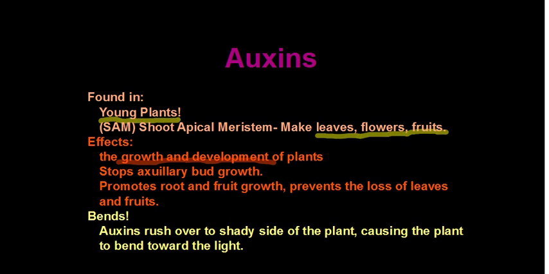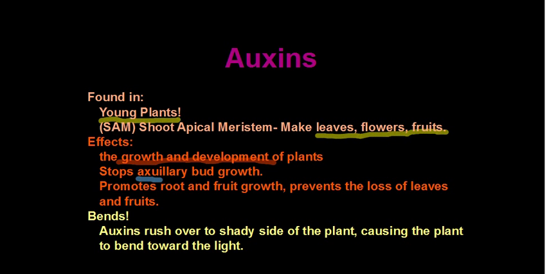And to go along with this, the auxins are promoting the root and fruit growth, and they're also preventing the loss of leaves and fruits. And this is very important because if you didn't have all those leaves, or the green chlorophyll, chloroplast filled appendages on your plant, then it's just not going to thrive well, because this is where the energy sites of the plants are. And it also stops axillary bud growth.